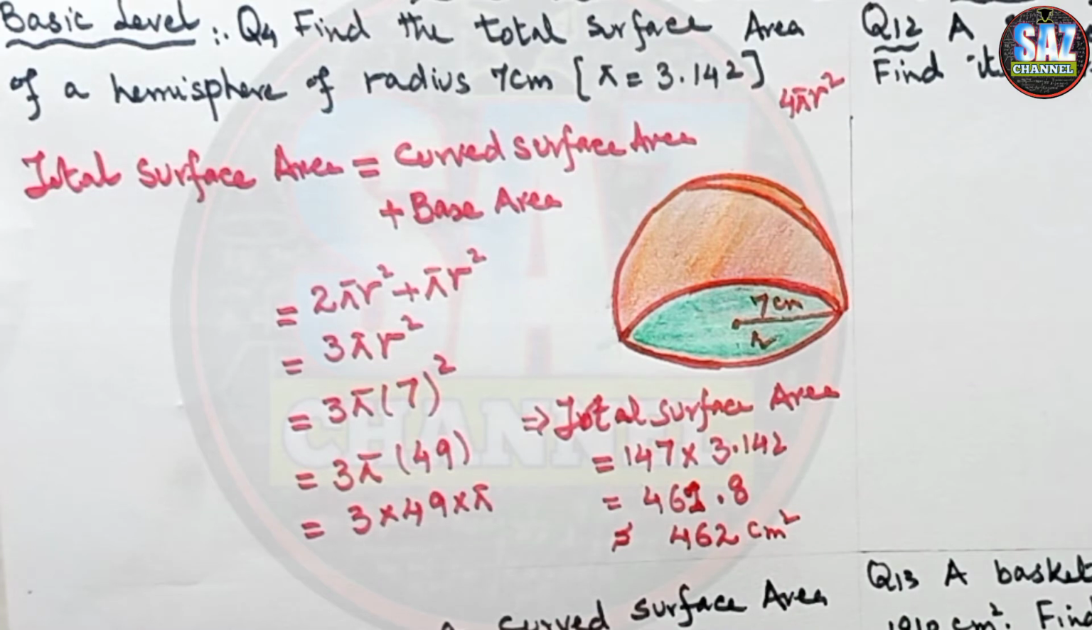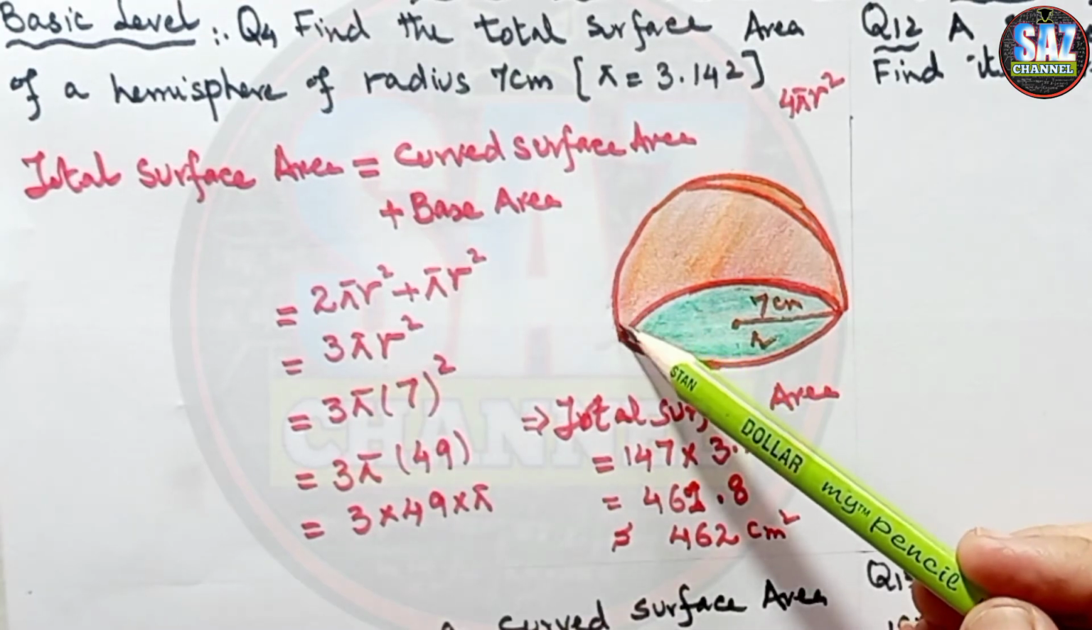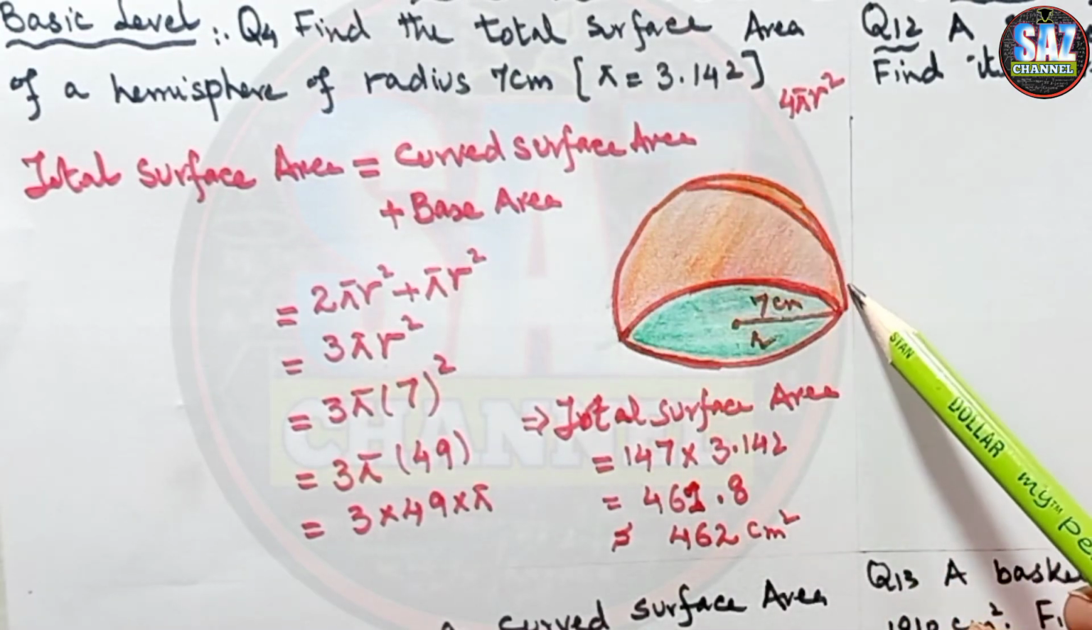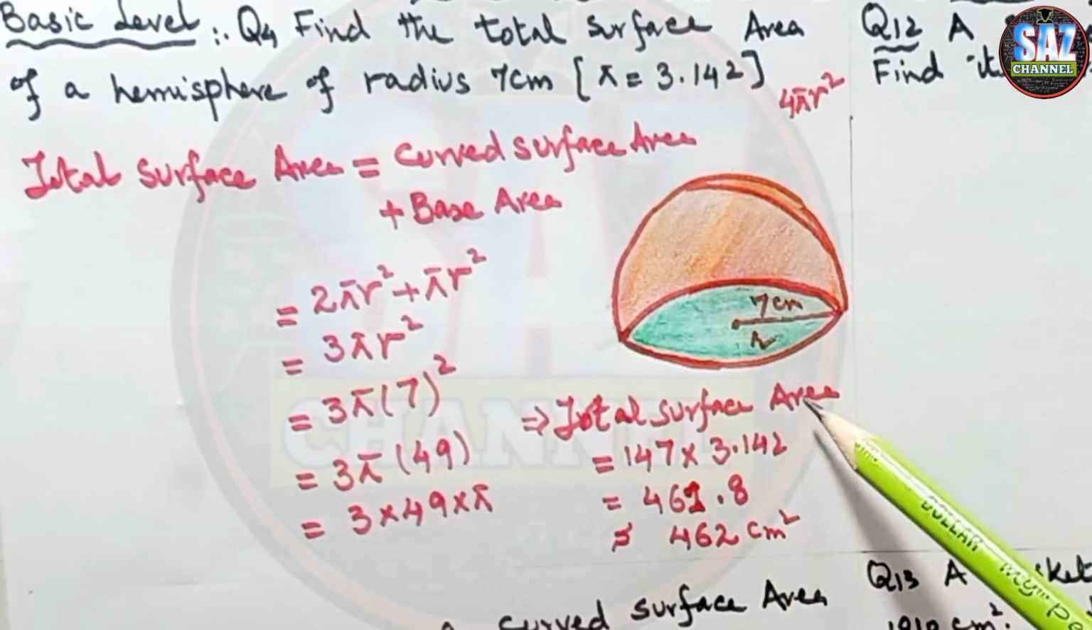I hope you are clear how and why I'm taking 3 pi r square, because I have to take this curved surface area of this hemisphere plus the surface area of base, which is a circle as well.